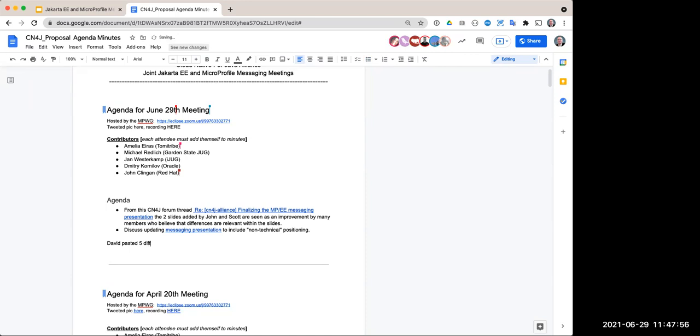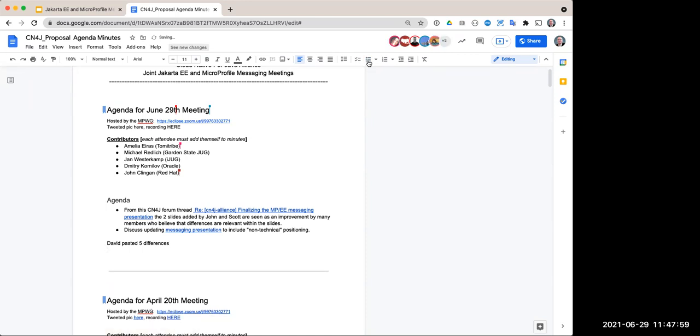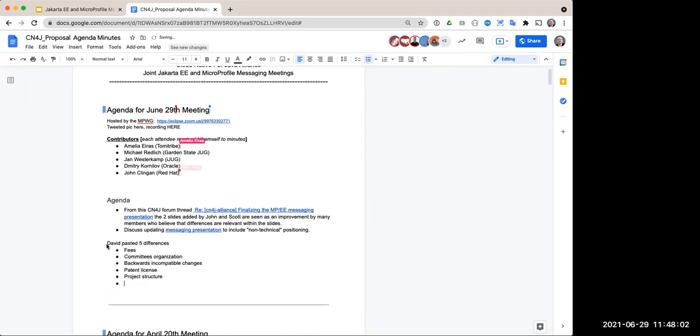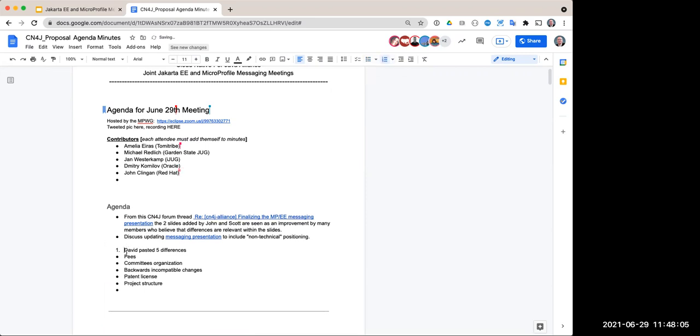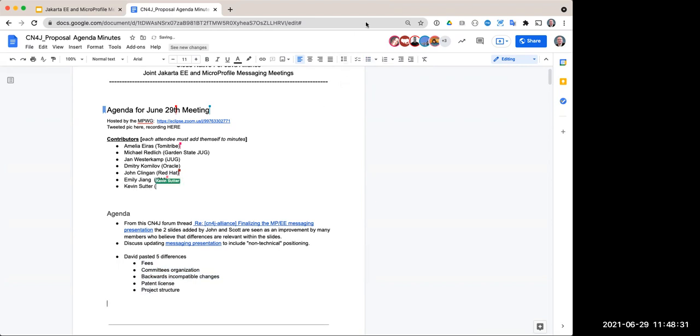Yeah, I think there are differences. I regard the primary audience of this deck as an end user and not necessarily a participant or contributor within either one of the communities. But to the extent that this targets individual contributors, I'm not sure the fees are so relevant, right? Because Jakarta EE has a no fee option. Committee organization, yes, it is true that they are structured differently.